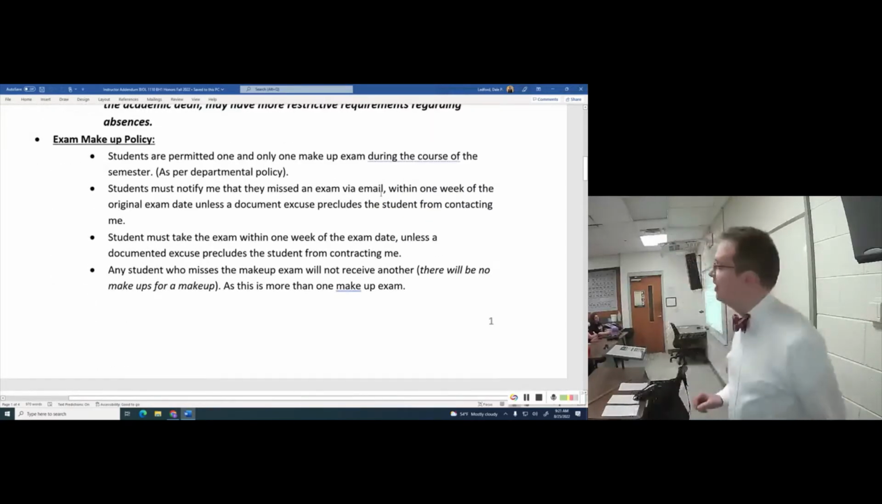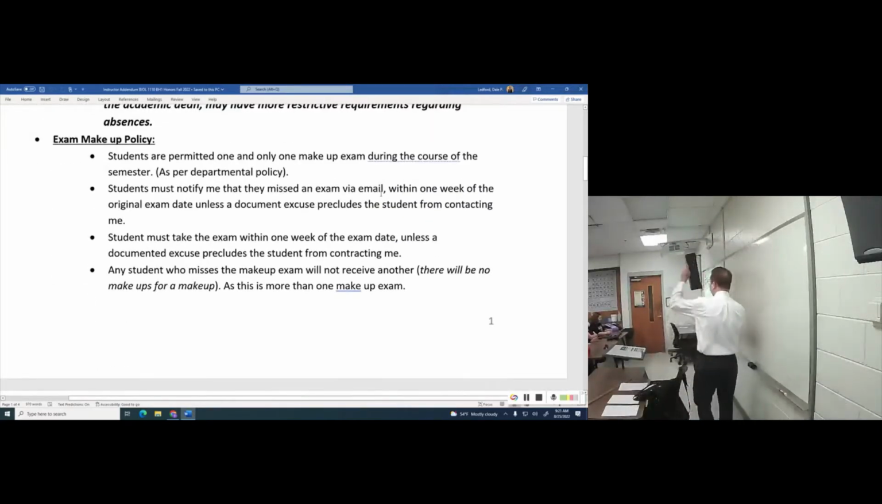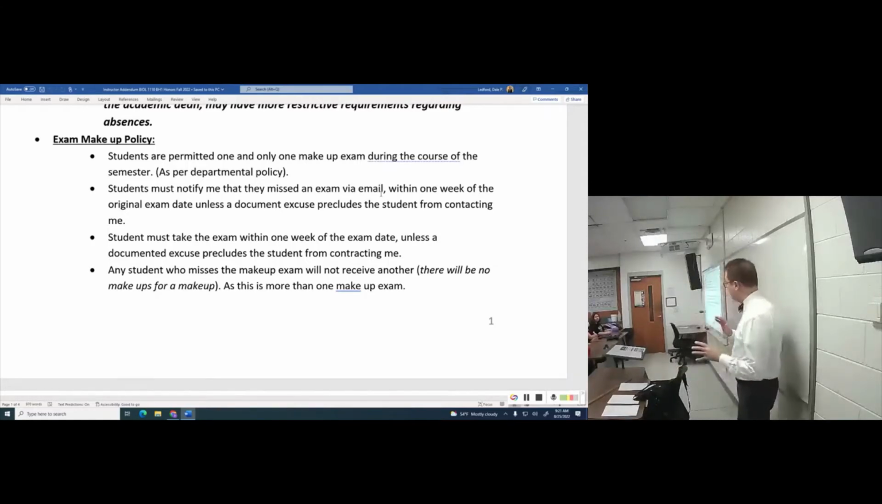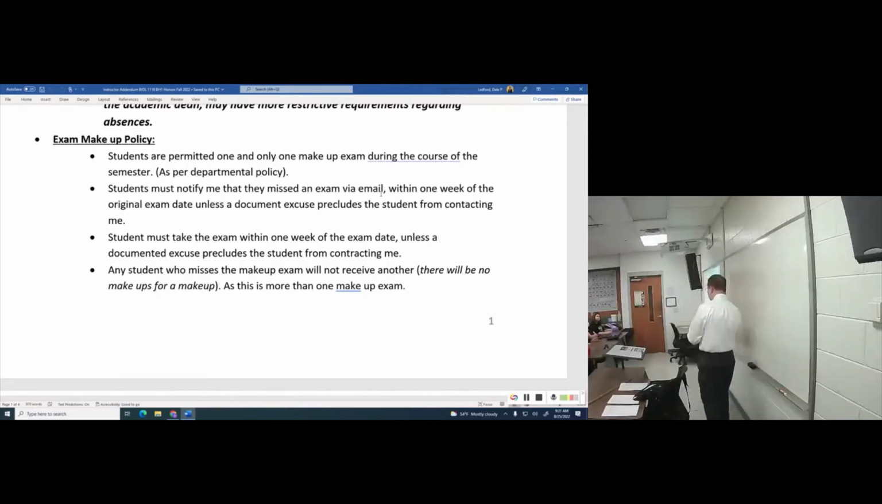Makeup exam: I'd like for you to email me. If you have to miss a test, email me. I want you to take it within the week. Now, it is possible that you may not be able to. I understand. You could be in the hospital and can't take a test. That I'll work with you. But I always want an email. Why do I want an email?